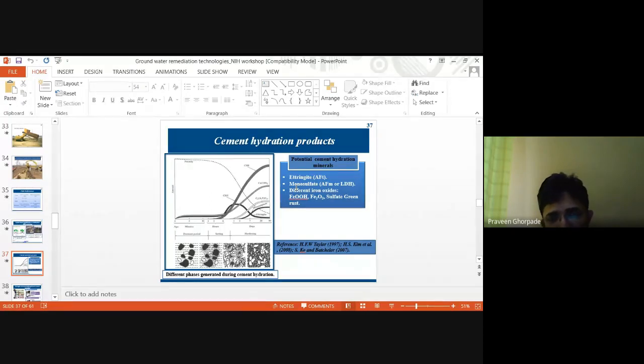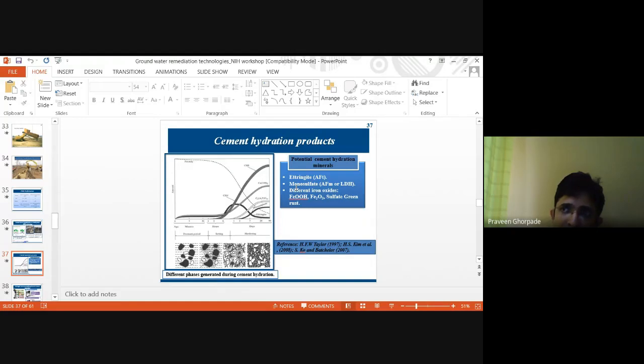You know that calcium silicate hydrate gets formed over a period of time, and then there are some minerals like ettringite and monosulfate, which are going to get formed in the cement. We call them AFt, trisulfate, and AFm, monosulfate. Basically, ettringite and monosulfate are part of cement hydration.